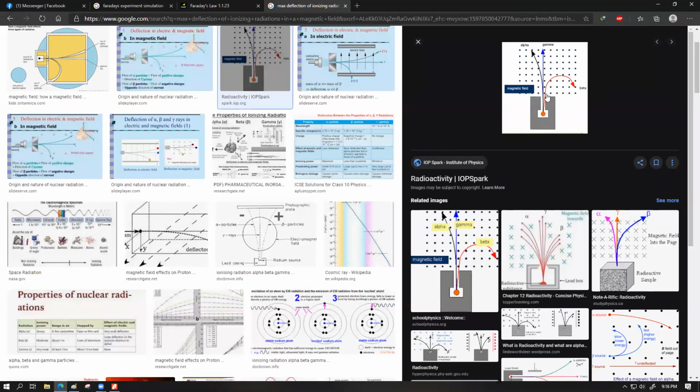Bending very strongly essentially means that this has a very large amount of centripetal acceleration, or its radius is very small compared to the radius of alpha. So that's the reason why we had these kinds of figures.